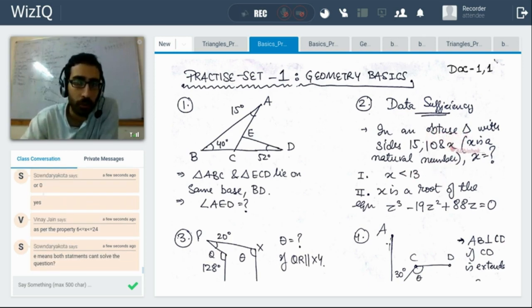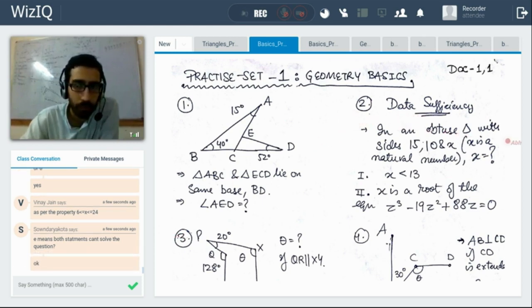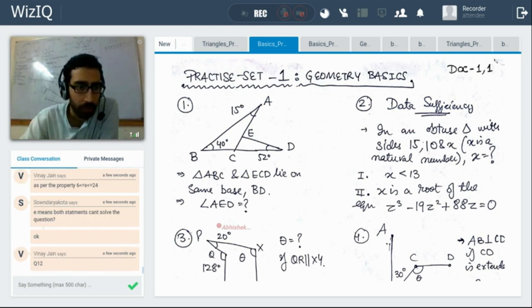But then, of course, you also need to check for an obtuse triangle. 15 square should be greater than 10 square plus x square. And you can still get 11. 100 plus 121 is 221, still less, yeah. E means that you can't solve the question, even using both statements together. Yes, indeed, it's on the right. Okay, cool. I'm happy all of you got the right answer. E is absolutely the right answer.